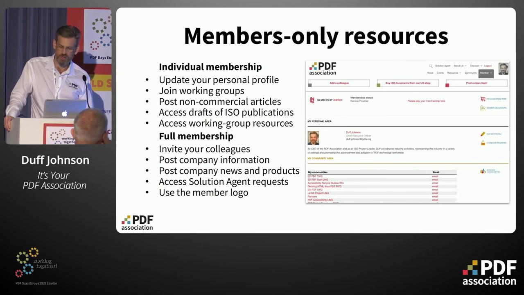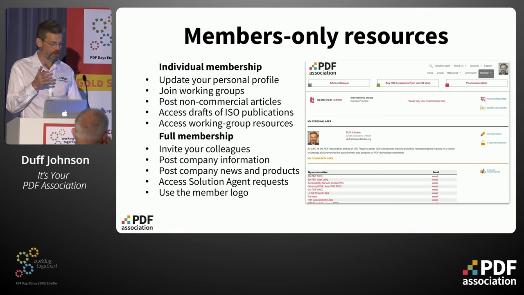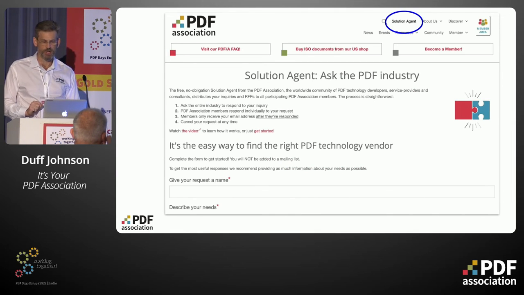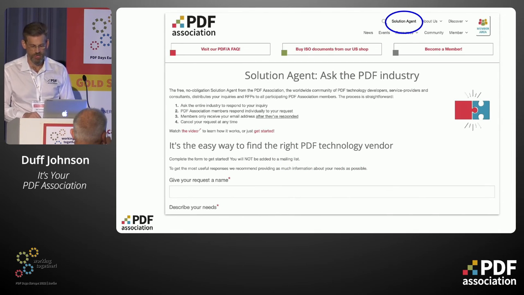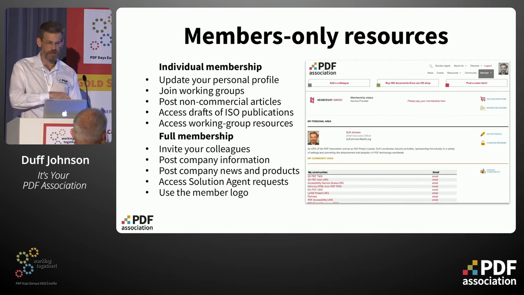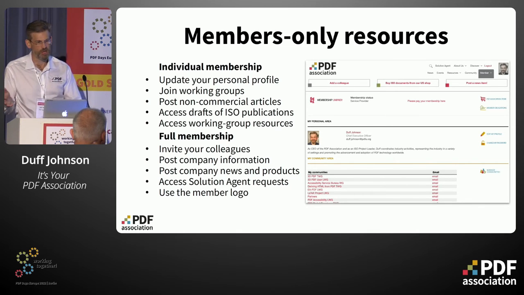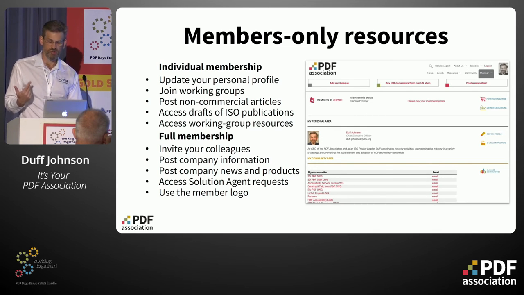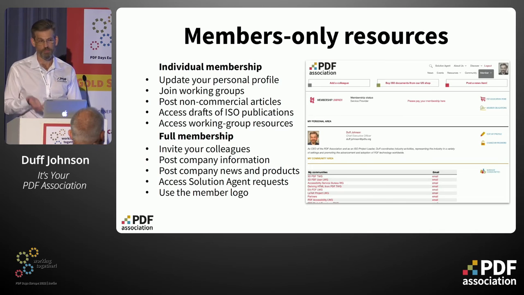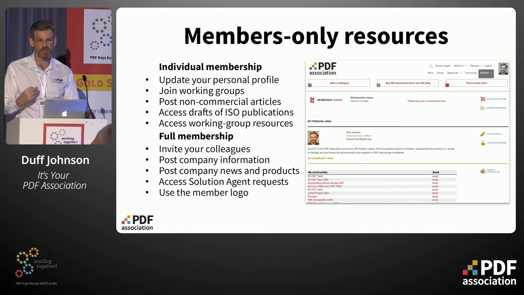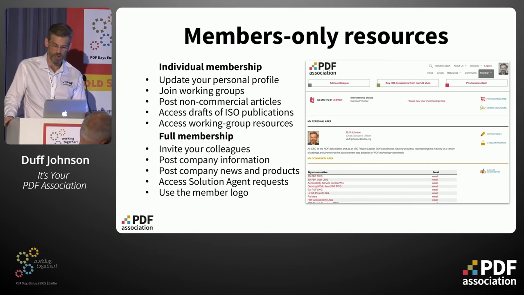So, members-only resources. Once you click on the member area in the top right corner that you see there, you get to go to the member area, and then that icon turns into your own smiling face as represented by your profile picture. The member area is where you go to update your profile picture and your company's profile, and also to load the various products that you want to have represented on pdfa.org, or also to download ISO documents, right? And there are a lot of different features that you can access through the member area.